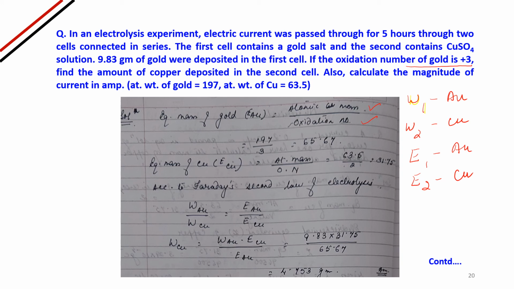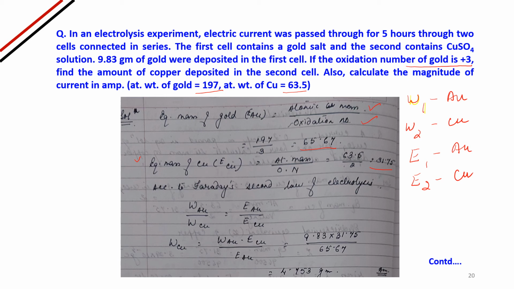Okay, so I can find out 197, the atomic mass of gold given, divided by 3. So I'm getting 65.67. And the equivalent mass of copper is atomic mass by oxidation number. 63.5 is the atomic mass of copper given, and it is of CuSO4, so its oxidation number is 2. So it is 31.75.